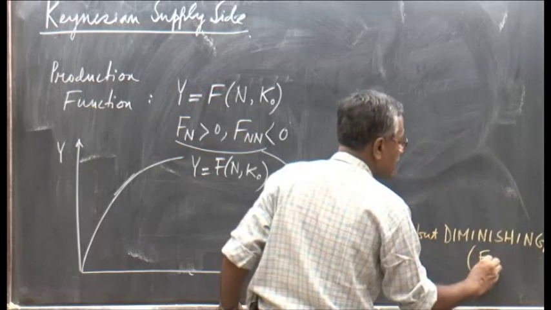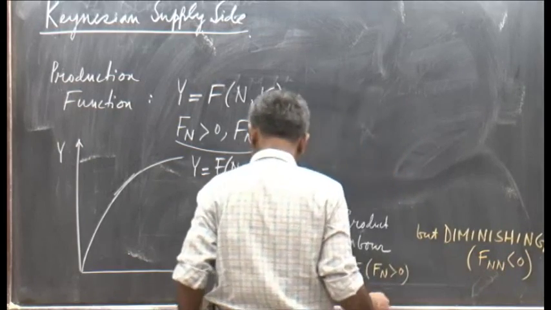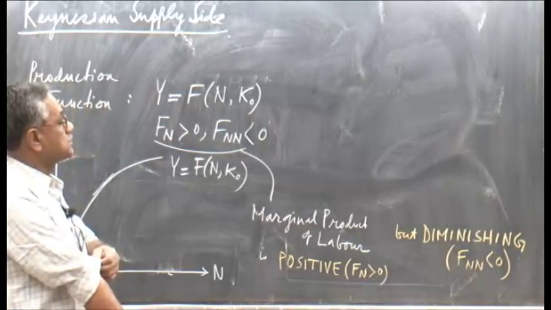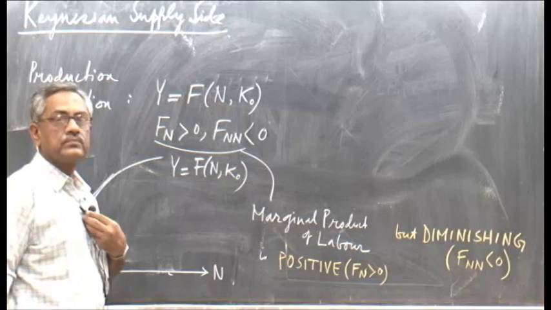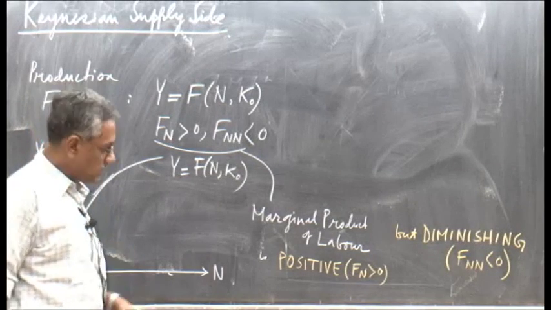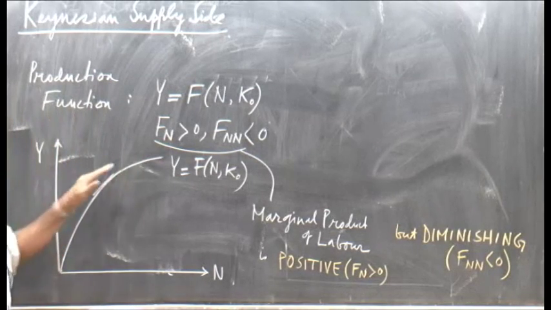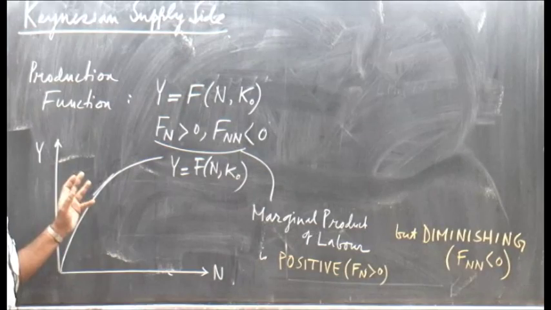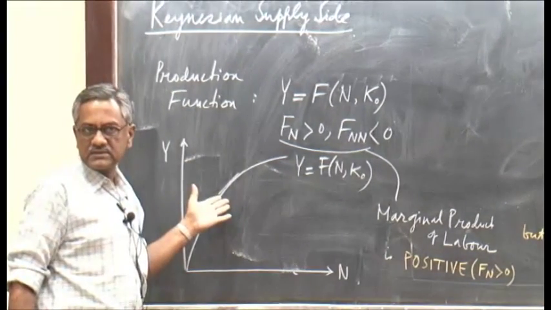Which is Fnn less than 0. Marginal product of labor is positive but diminishing. All right? That's what it means, the well-behaved production function. This line I'm talking about. So this part is the same as the classical model. If you open your notes, you will see I have the production function exactly like this.